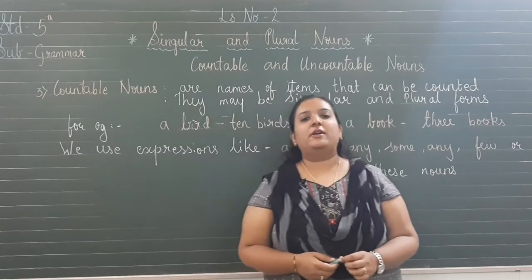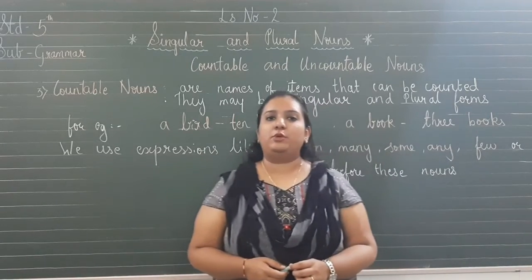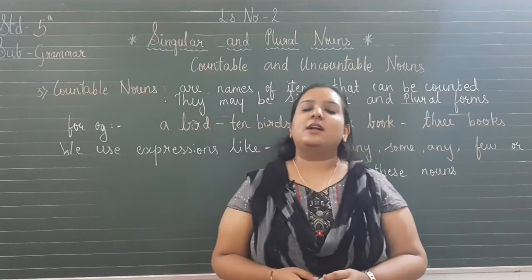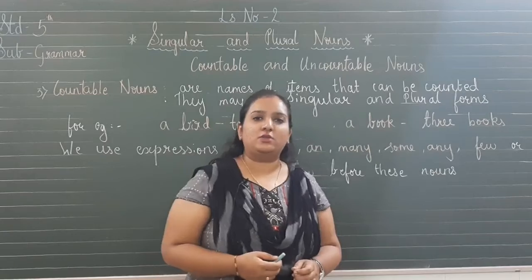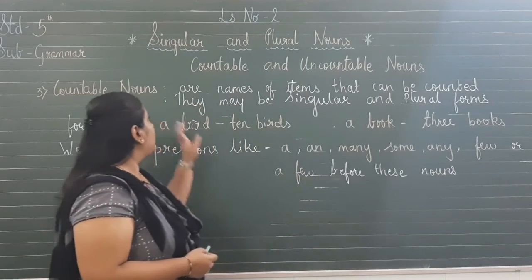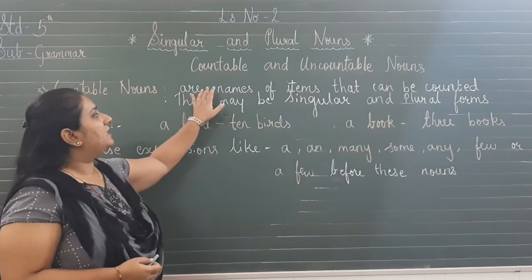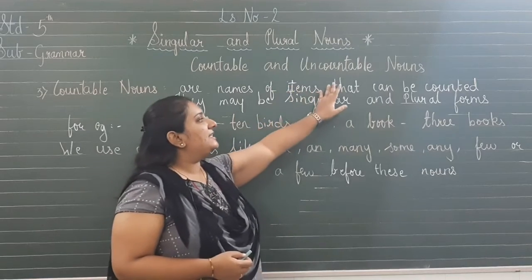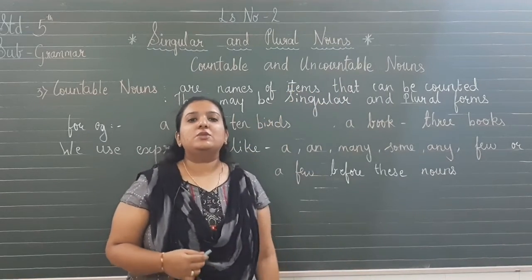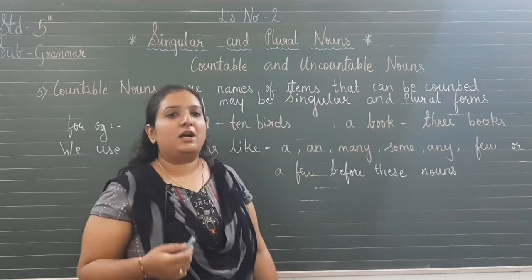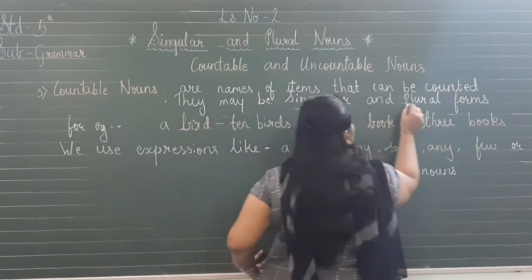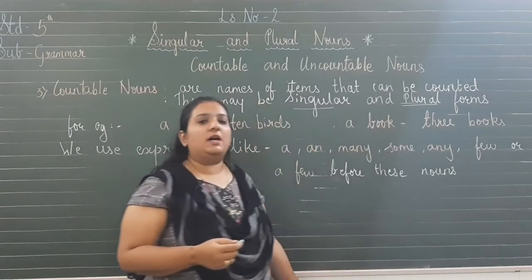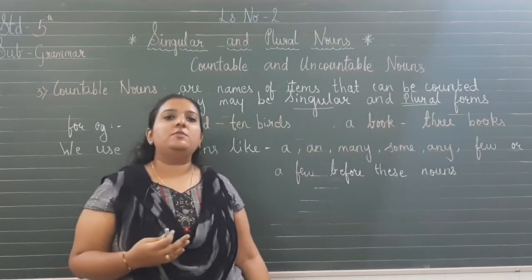Okay students, so after learning what do you mean by singular and plural nouns, we will study countable and uncountable nouns. So let us have a look at the definition of countable nouns first. What do you mean by countable nouns? Countable nouns are the names of items that can be counted. It refers to the entities which we can count. They may be singular or plural forms. Countable nouns can be of singular and plural forms both.